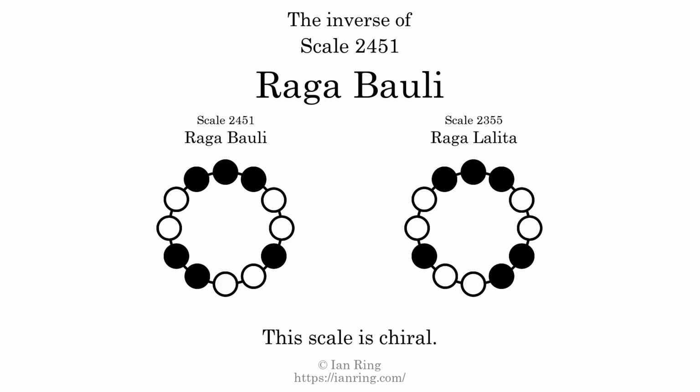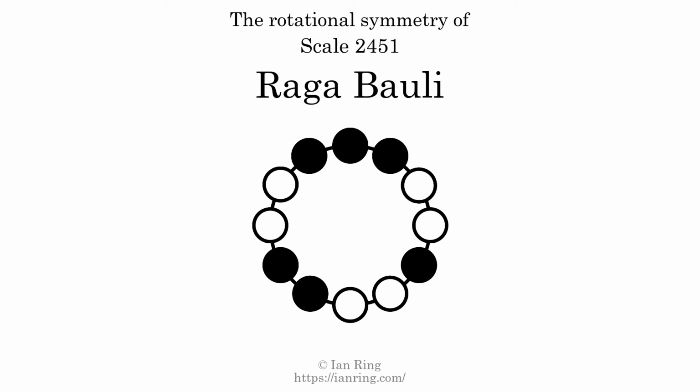The inverse of a scale is a mirror image. It is what you get when the sequence of intervals is reversed. The inverse of this scale is scale 2355, also known as Raga Bauli. This scale is chiral. It cannot transform into its inverse by rotational transformation. This scale has no rotational symmetry.